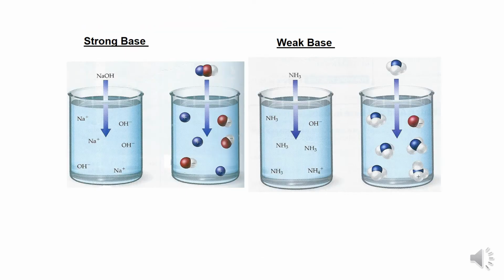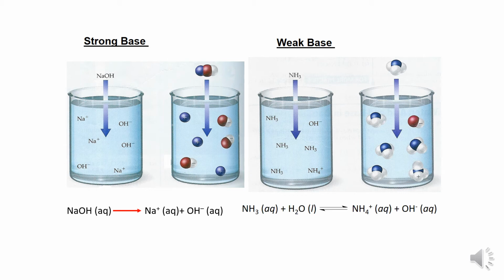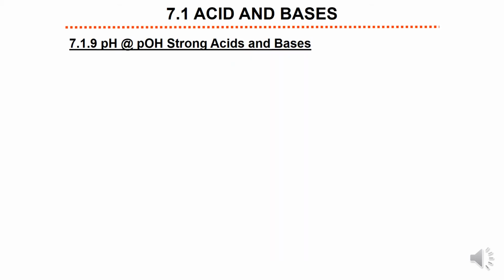Strong base, weak base. Consider we have sodium hydroxide. Sodium hydroxide dissociates completely, producing sodium ion and hydroxide ion. While ammonia, a weak base, dissociates partially in water, producing ammonium ion and hydroxide ion. Dissociation is partial.